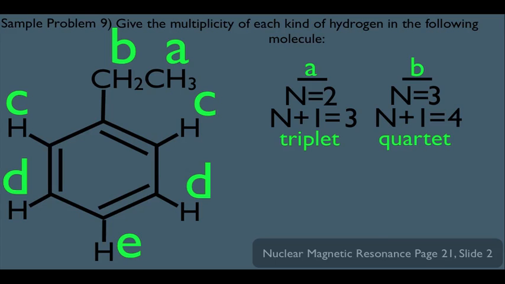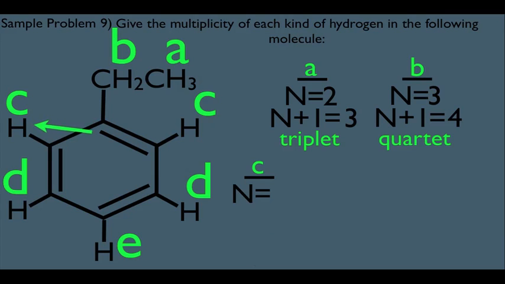Now let's investigate the C-type hydrogen. And remember, we could look at either one, it doesn't matter. We're going to get the same answer. Let's look at this hydrogen right here on the left. Notice his only neighbor is this D hydrogen right here. Therefore, his N value equals 1. N plus 1 in this case equals 2. So we should theoretically see a doublet for the C-type hydrogen.